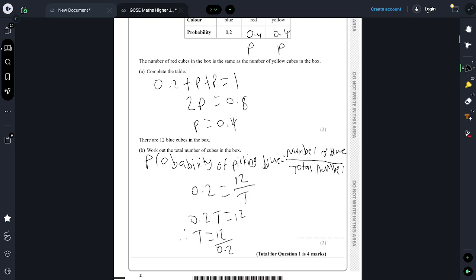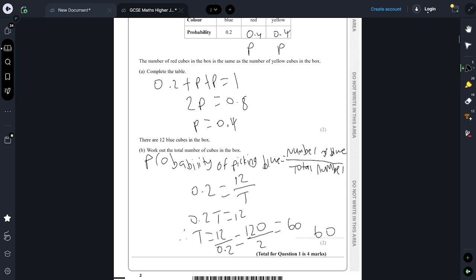And obviously it's non-calculator, so you'd have to work this out. There are two ways you can do this. I think maybe the best way is scaling it, so get rid of the decimal by timesing top and bottom by 10. So then you have 120 over 2. And 120 over 2 should be 60. That should be easy to compute. So actually the total number of cubes is going to be 60.